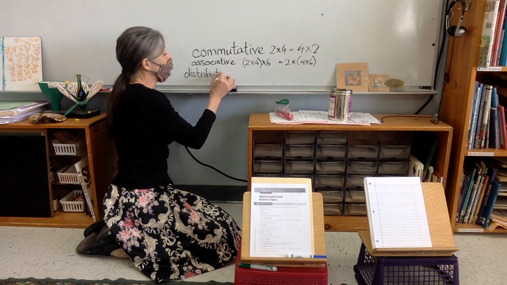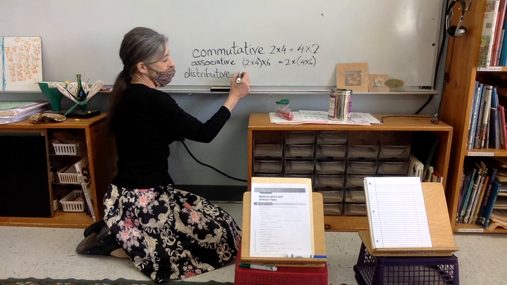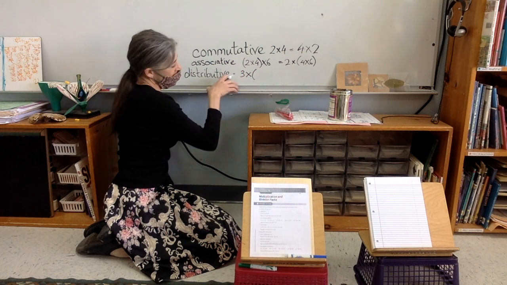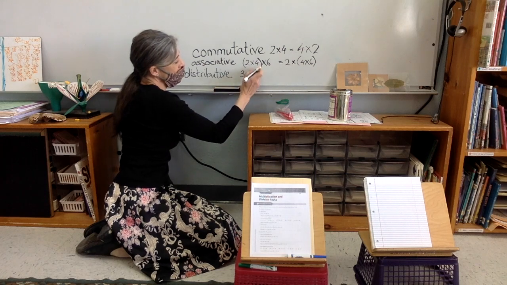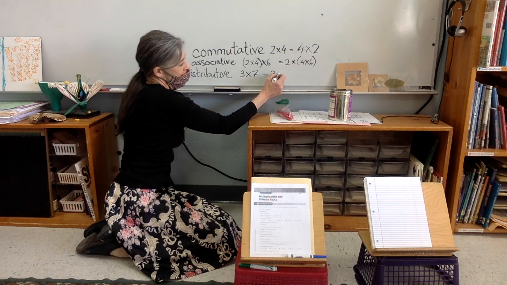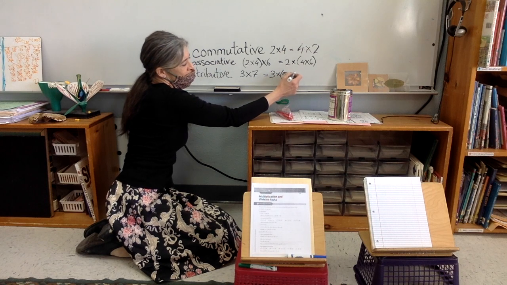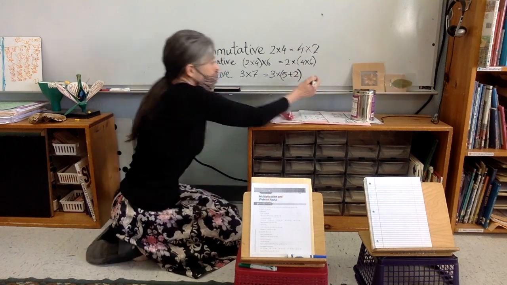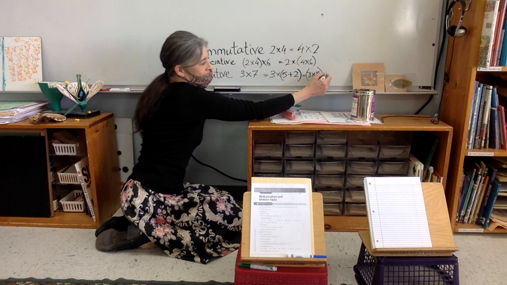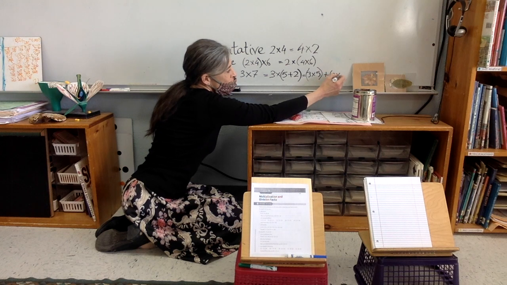Also the hardest to say. And that one says if you have 3 times 7, let's do 3 times 7. You can say that's the same as 3 times 5 plus 3 times 2. The easiest ones are 5 and 2, I think. 5 plus 2 is 7. Okay? That's the distributive one.